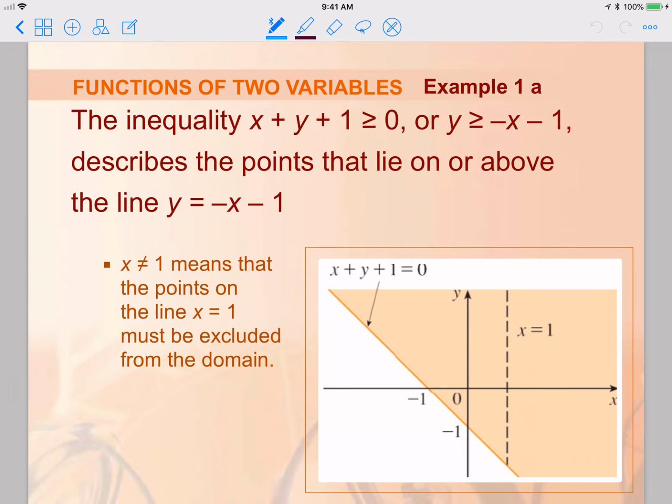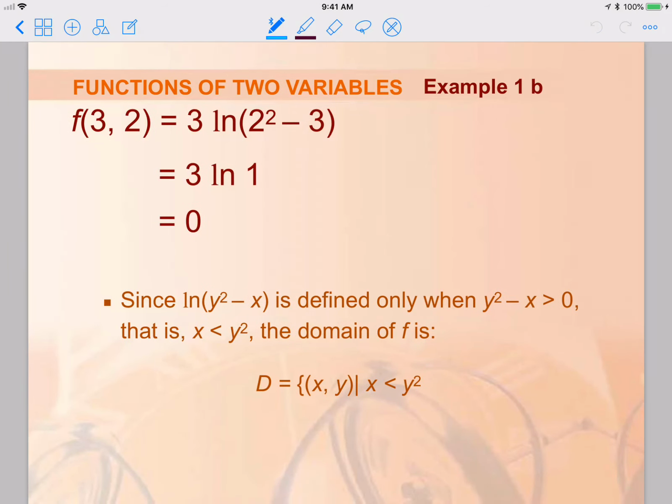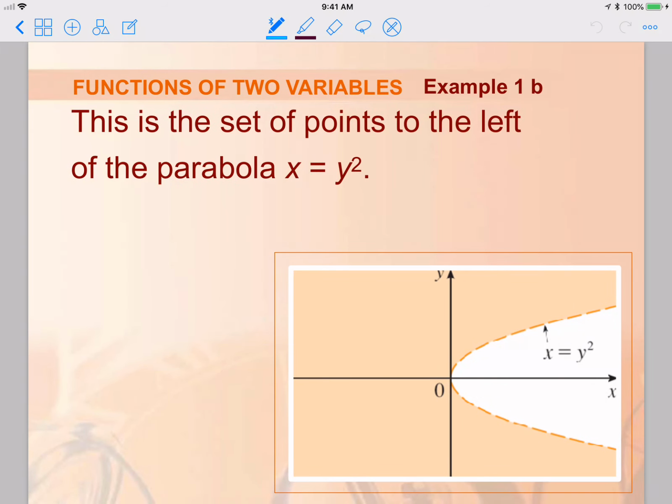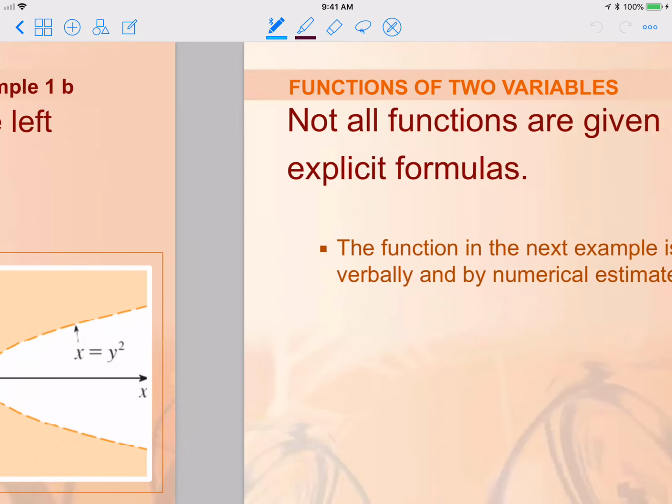just a confirmation of what we just did. And this is showing the line that we had from before, x plus y plus 1 equals 0. You draw that line and then you want to shade the region above it, right? Because you want this inequality here. And you also need to satisfy x is not equal to 1, right? So the line x equals 1 must be excluded from the domain as well. Okay, and then we do the same thing with 1b and draw that little sideways parabola, and shade the region to the left.